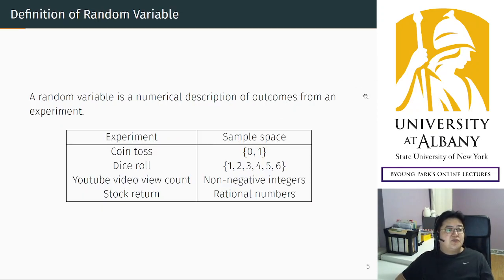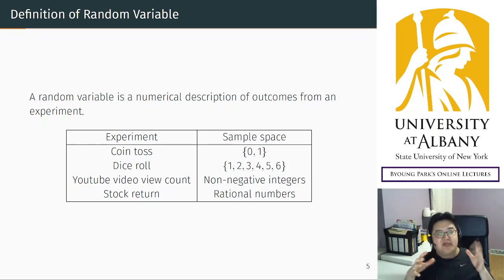Okay, so let me start with the term random variable. A random variable is a numerical description of outcomes from an experiment. So far, in the first two chapters, we denoted events. The main focus of our analysis is on events.